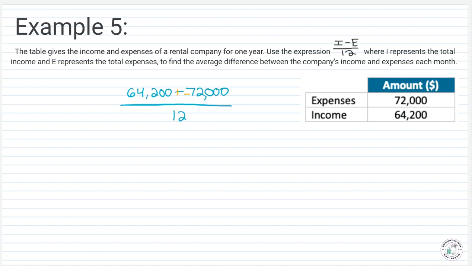So when we subtract those two values, we do end up with a negative, and then it's $7,800. And now our last step is to divide that answer by 12. And so we end up with an answer of negative $650, and in this case it would be dollars. So that is the average difference between the company's income and expenses each month.